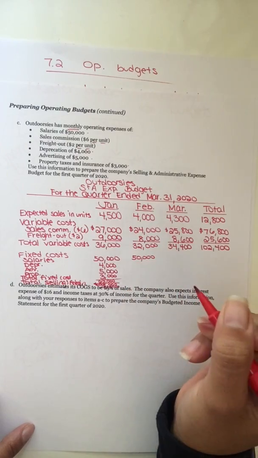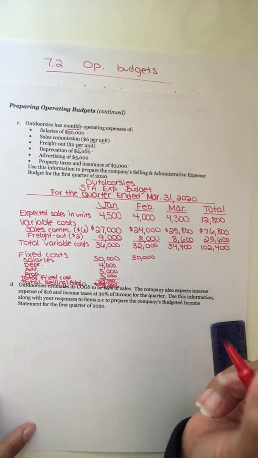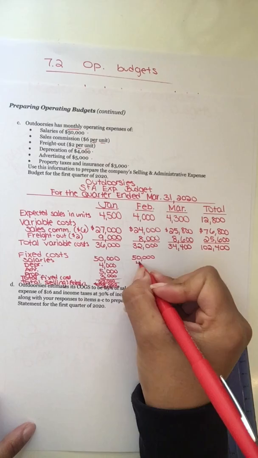And why do I have 5,000 there? Oh, I switched them apparently. Depreciation. I'll just copy across.